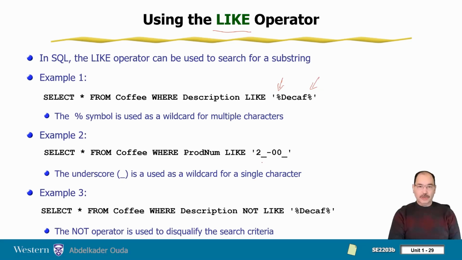We also have wildcard symbols here. If we need to represent just one character, then I'm using the underscore symbol. This says, try to find all the fields where the product number starts by 2 and any character here, followed by a dash, followed by 00, followed by one single character. So this underscore is a wildcard for one single character. It doesn't matter the value for that character, any character will be considered true.